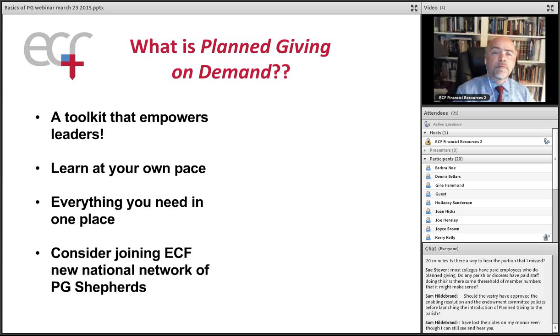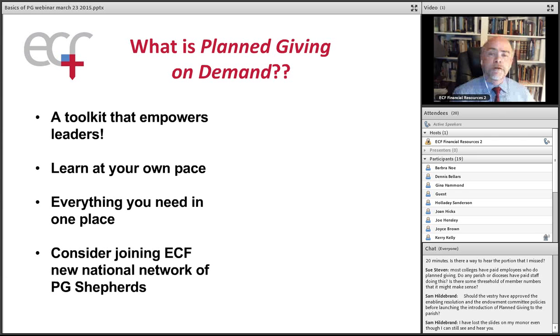This planned giving shepherd should not be your rector, your church warden, or your treasurer. It should be someone who has time to devote to learning about planned giving, and it should always be a lay person. As with most stewardship efforts, it is best if it is lay-led, and this is no exception with planned giving.